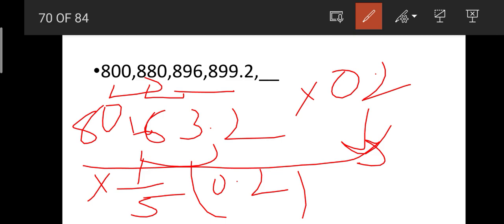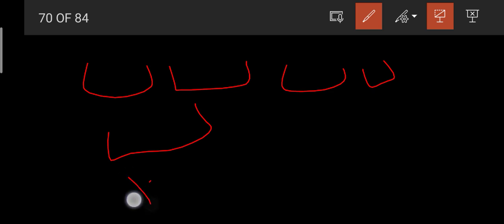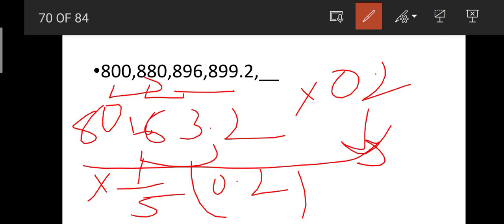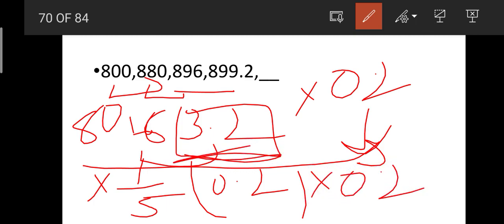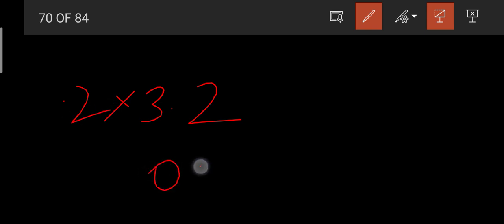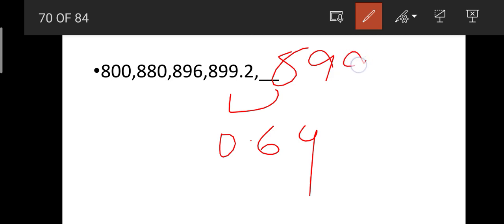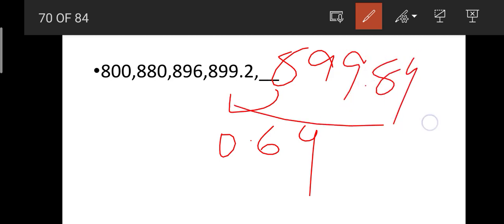So we got it. They are taking two steps. They have taken the difference, and for this difference they are multiplying with 0.2. Okay, what is the difference at last we got here? It is nothing but 3.2. If you multiply 3.2 with 0.2, then what will be our answer? It is 0.64 should be the difference between our answer and 899.2. Okay, then if we add 0.64, what will be our answer? It will be 899.84. Okay, this is our answer.